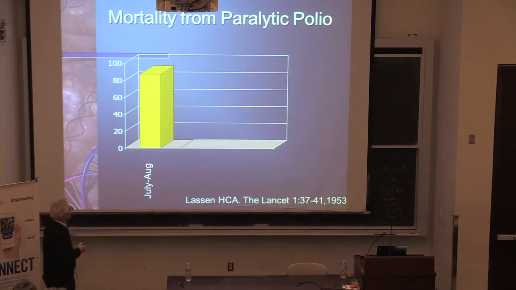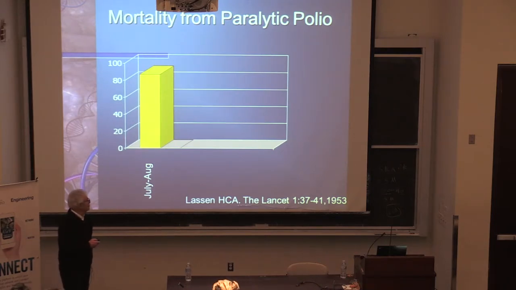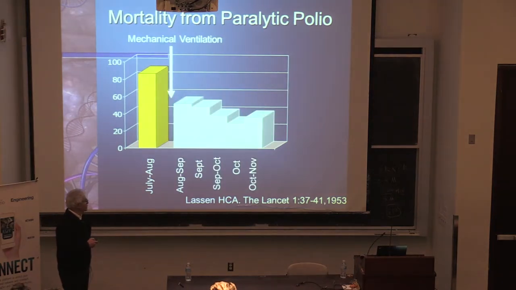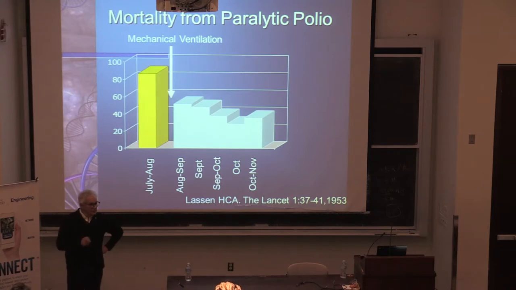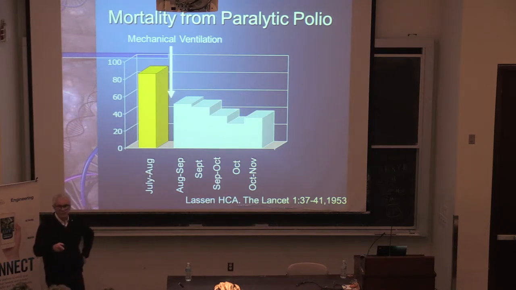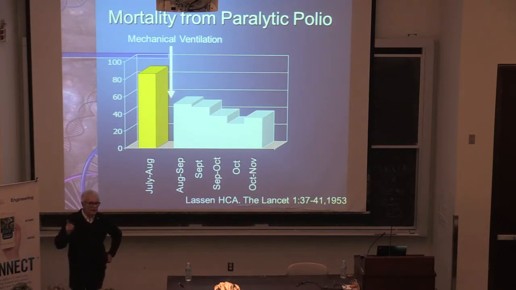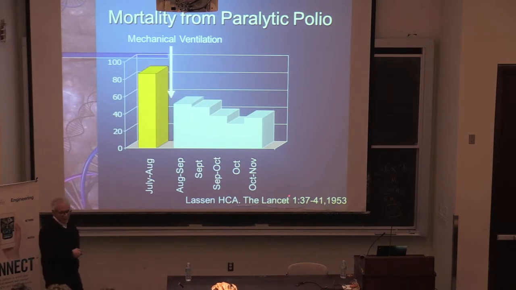And this was a paper published in The Lancet just a year later, and it showed the mortality rate from paralytic polio, as I said, was about 80%. They introduced mechanical ventilation at this point here, and mortality dropped essentially in half. You didn't have to do a randomized controlled trial to see that this was effective. Interesting, just as an aside, the author on this is a guy named Lassen. He was the head of the lab, or head of the department at the time. He fought against using this. He thought it was a crazy idea. And yet he published this, and he was the only author, which really speaks volumes about some of the problems that can arise.